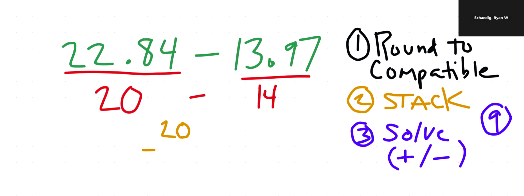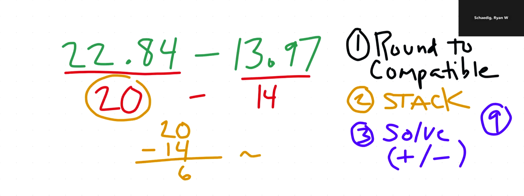I feel like 20 is more compatible than 23 because I was thinking tens, and that's going to get me 6. So my answer is about 6. Now, what we did here is a little different because I rounded down here. The first time I rounded up to 23. This time I rounded to 20.